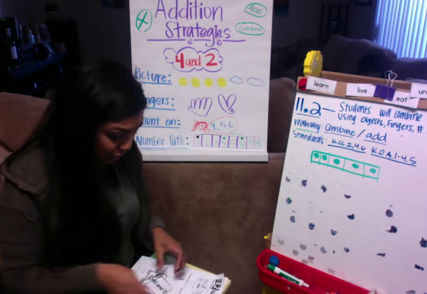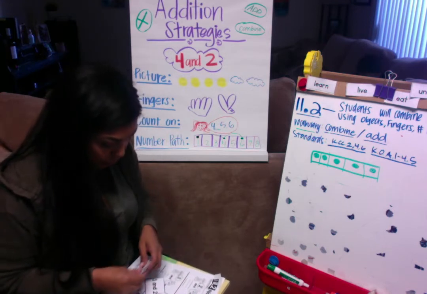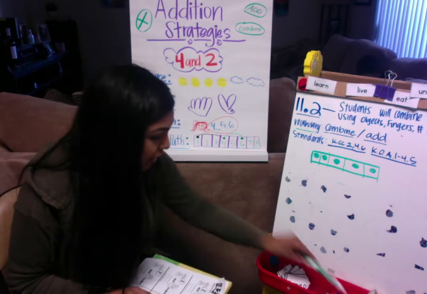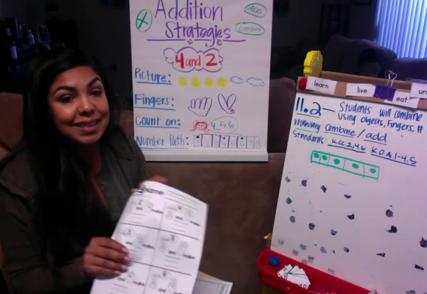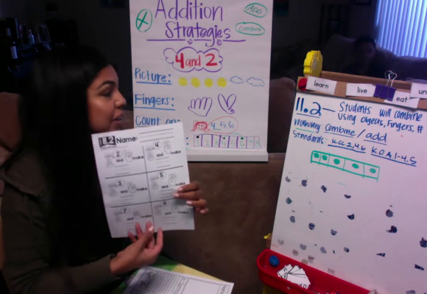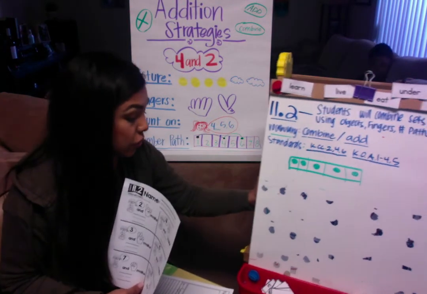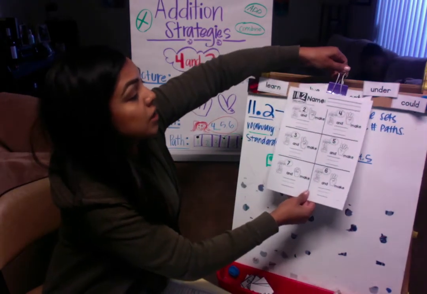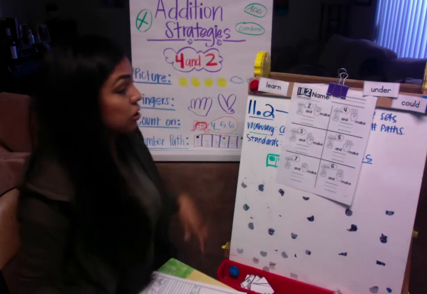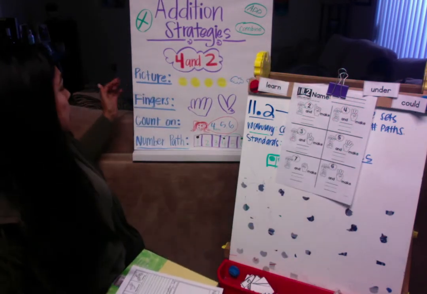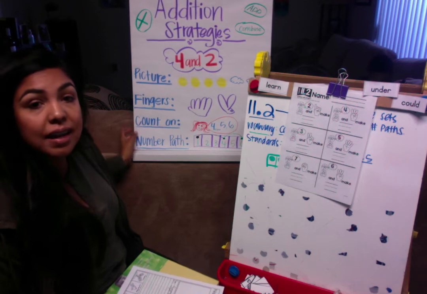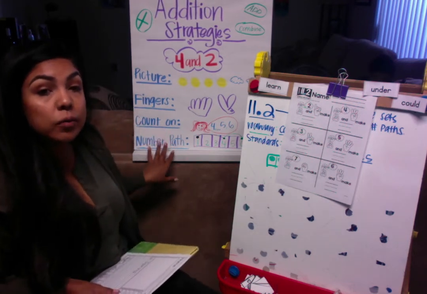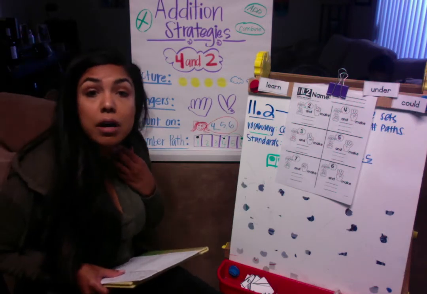And when you guys are done with your game, you guys are going to grab your worksheet that looks something like this, okay? And we're going to do one of them together so you guys kind of know what you're doing, okay? Remember, use your addition strategies that Miss D's talking to you guys about. Pictures, fingers, counting on, and number path. Use those when needed.